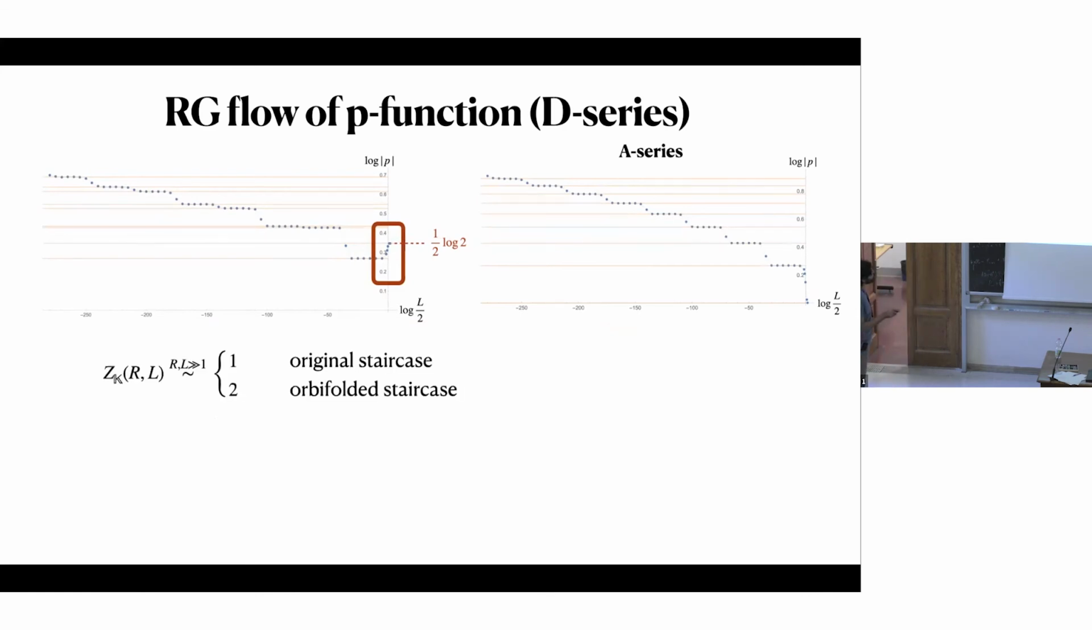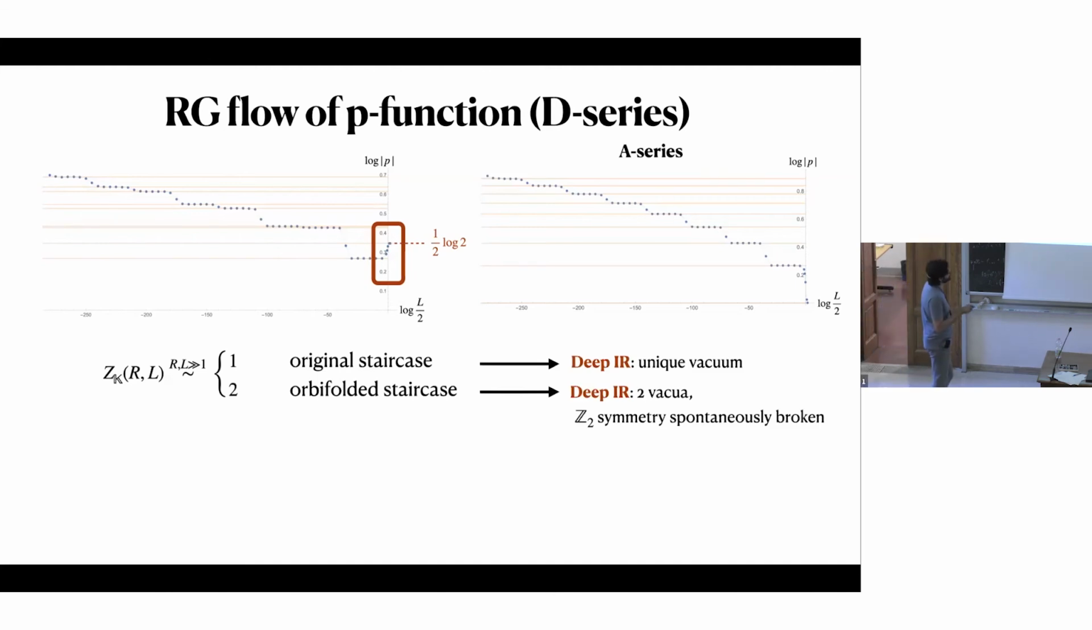If you track what it means to go to 1/2 log of 2 versus 0, it means that the partition function in that limit goes in one case to 1 and in the other case to 2. This is related to the fact that in the deep IR, one theory has a unique vacuum, whereas here the Z2 symmetry is spontaneously broken. So there is some degeneracy of the vacuum, and this explains why you have these two different values.